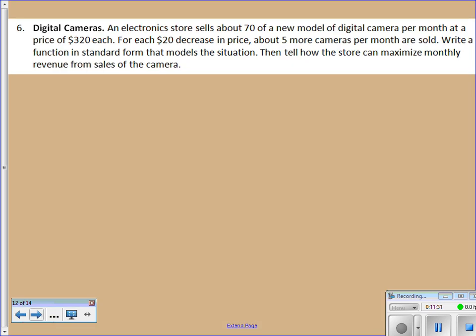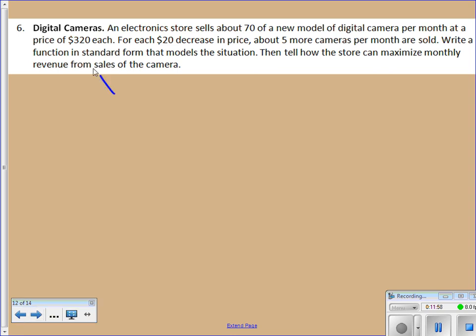Let's take a look at this one. So we have digital cameras. Pause the video, read over the word problem. So we're going to set this up exactly like we did before. First of all, what do we know? Well, we know a bunch of math mumbo jumbo. What do we need to know? We need to know a quadratic. We don't have a quadratic. We also need to maximize monthly revenue, which means we need to find a maximum or a vertex. So I'm going to write my quadratic, then I'm going to find the vertex.